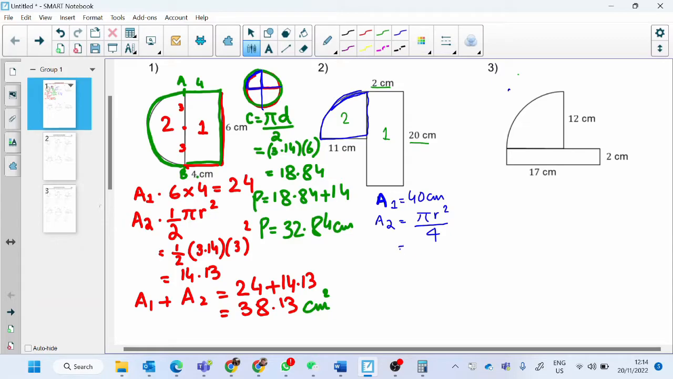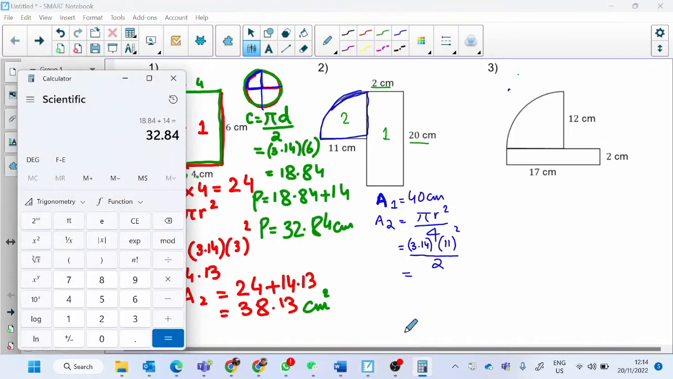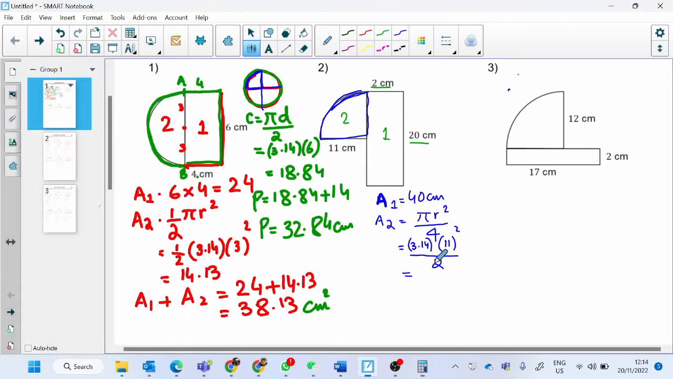So pi is 3.14, and the radius, we can see, is 11 here. 11 squared is 121, times 3.14. This gives us this, and then we divide it by 4, and this gives us 94. This is not 2, this is 4 here.